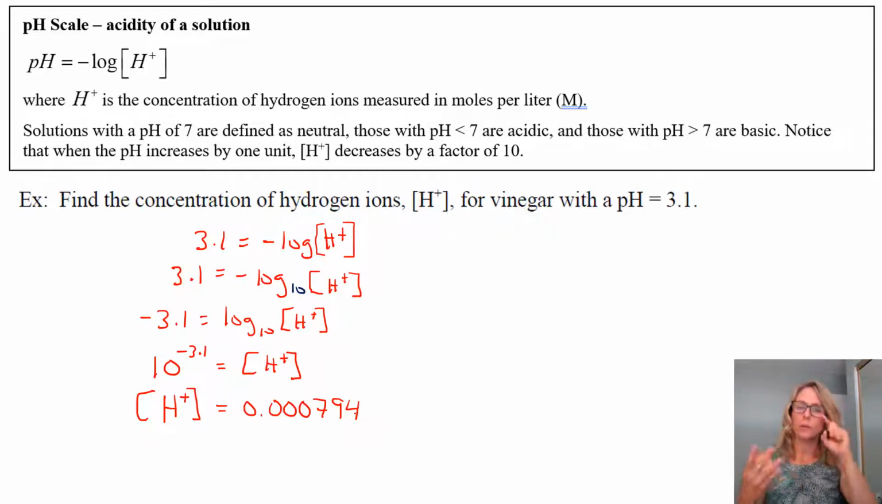So really, the answer can be either one. This is a rounded version that I just came up with, or you have 10 to the negative 3.1, because that is a version in scientific notation. It's not uncommon to see that, just so you know. It just depends on what you're being asked to find: decimal, or you can leave it in scientific notation.